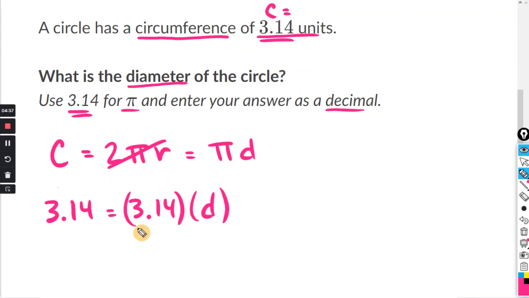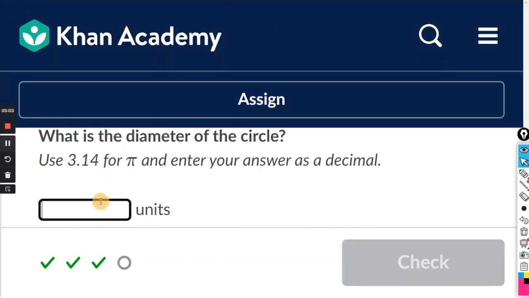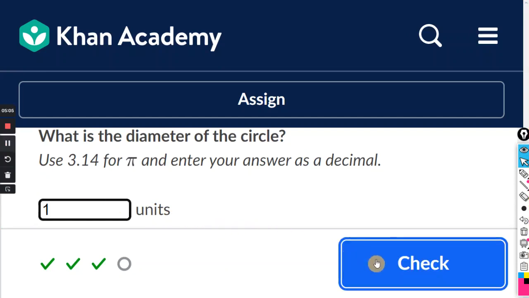Solving for d, you just divide both sides by 3.14. It cancels on the right, and 3.14 divided by itself, just like any number divided by itself, is just 1. So the diameter equals 1. You just enter that in the box.